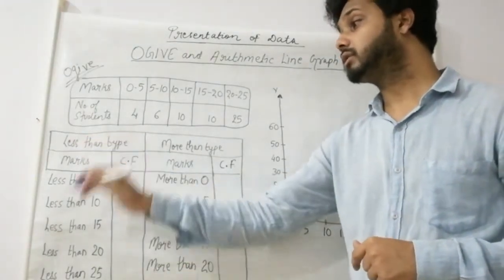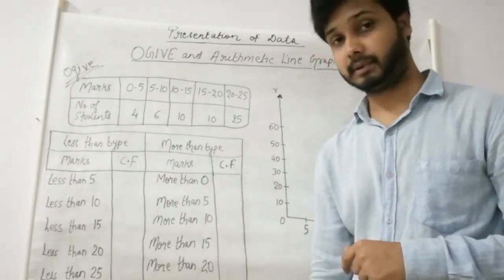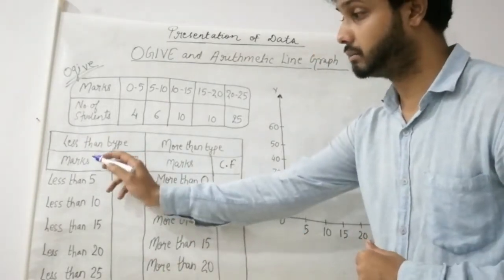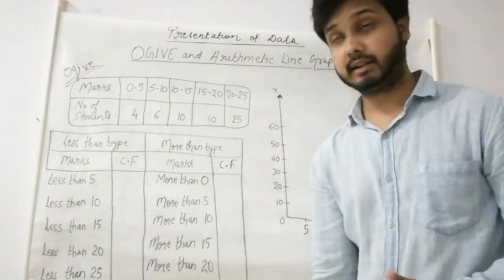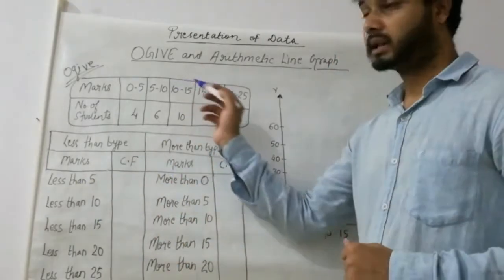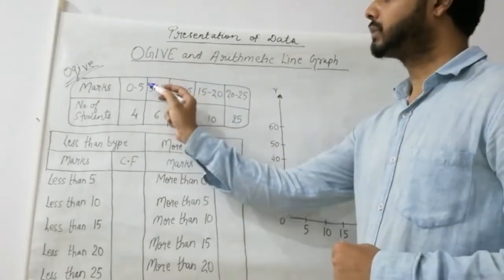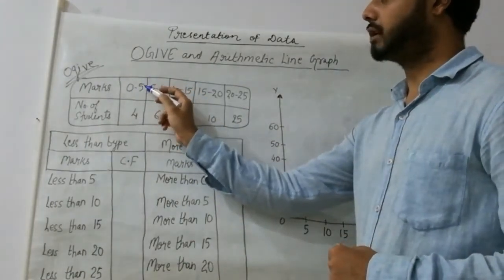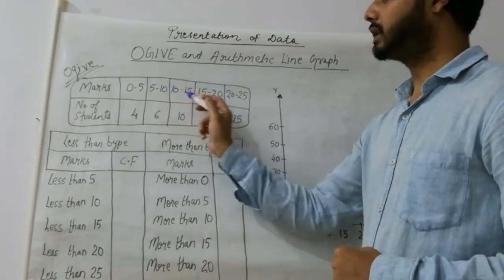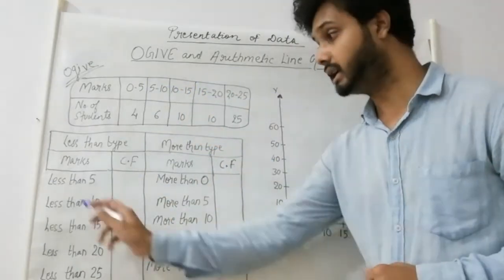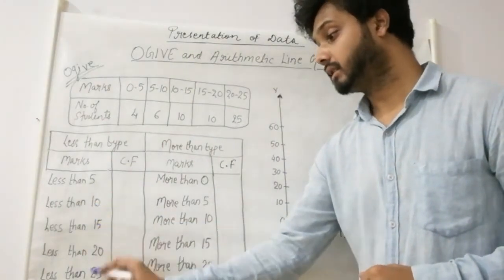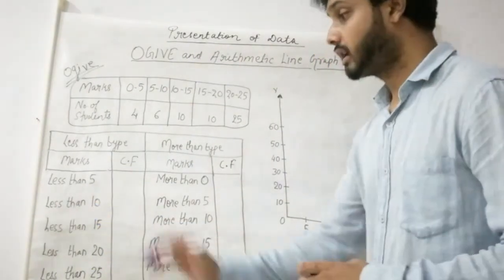Firstly, we will convert into the form of less than type. So here we have written marks less than. Okay, remember that in less than we always take the upper limit of the class. This 0 to 5, 5 is the upper limit. Here 10 is the upper limit, 15 is the upper limit. So we have written all the upper limits. Okay, less than 5, less than 10 till less than 25.